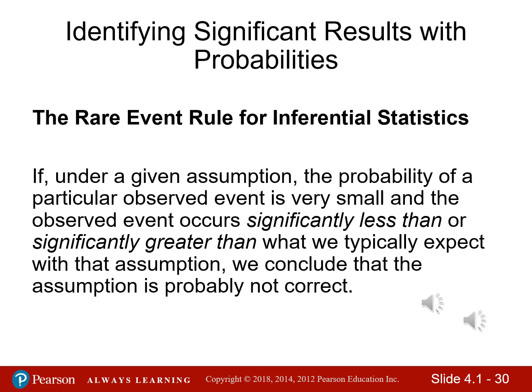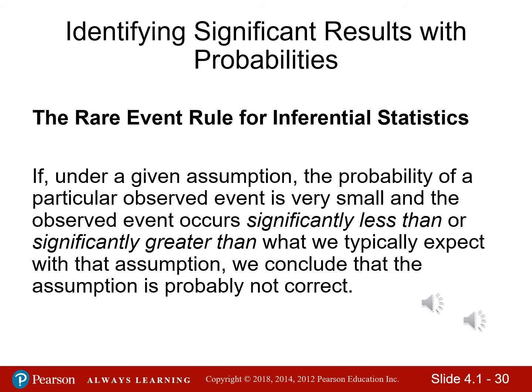If, under a given assumption, the probability of a particular observed event is very small, and the observed event occurs significantly less than or significantly greater than what we typically expect with that assumption, we conclude that the assumption is probably not correct. This is known as the rare event rule for inferential statistics.